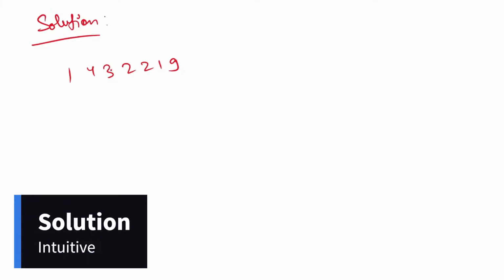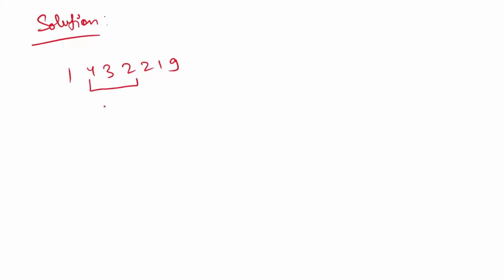Our intuition will be to remove the most significant digits, starting from the most significant digit, such that our answer will be the smallest. So how will we do it? Let's understand. I am taking an answer string, which will work as my stack.